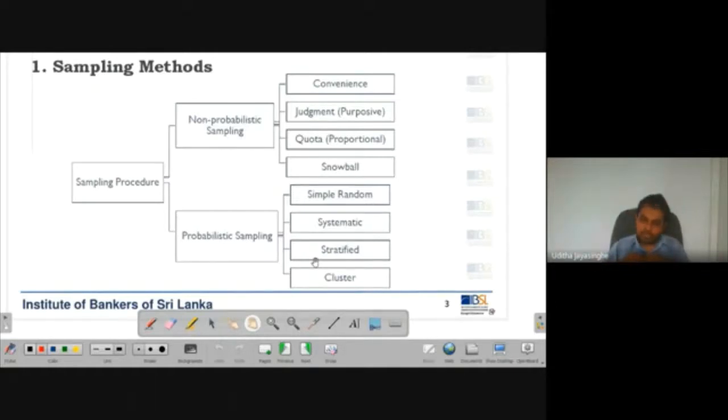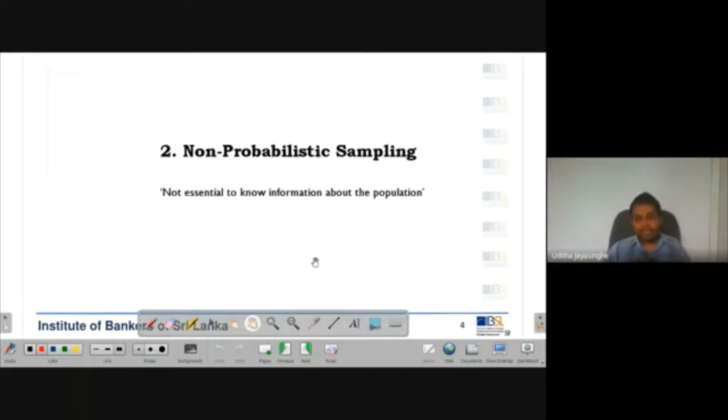About the probabilistic, it could be simple random, systematic, stratified, and cluster. Once again, I reiterate, these are also 4 out of many other probabilistic methodologies, but these are the widely used and mostly utilized ones. Right.